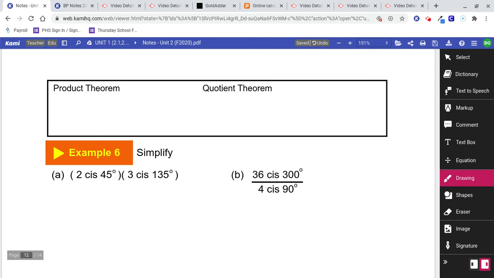The product theorem and quotient theorem are going to be pretty easy to do in polar form. In fact, it's easier to do in polar than it is in rectangular. You may not believe that, but check it out.